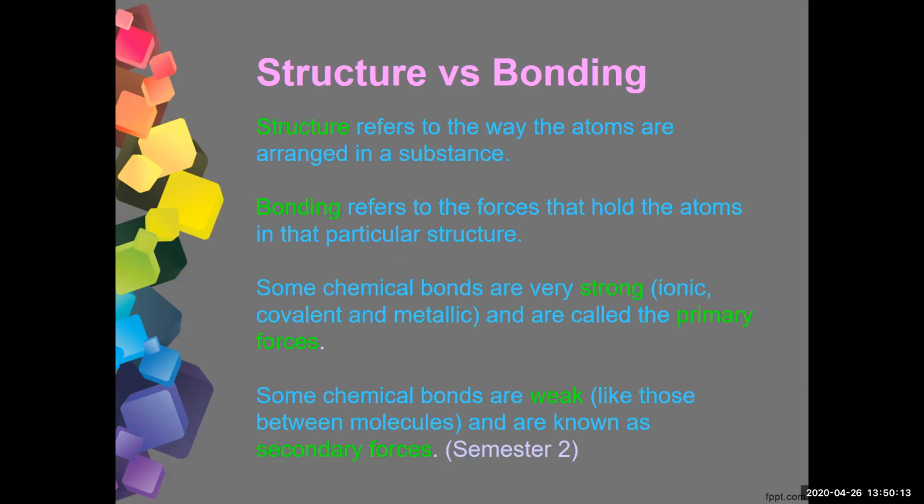When we talk about bonds, there are some bonds that are really strong, and we call them the primary forces. Ionic bonds, covalent bonds, and metallic bonds are the primary forces, and we're going to learn about those this term. There are, however, some weaker chemical bonds, and things like the bonds that exist between molecules, and they're called the secondary forces. We're going to learn about those next semester. I know you're excited. I'm excited too, but we must wait.